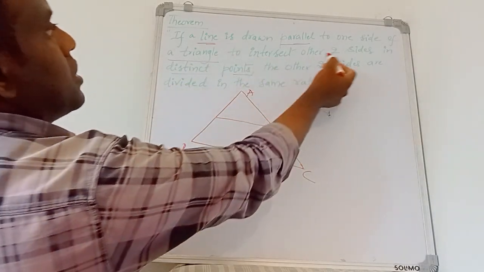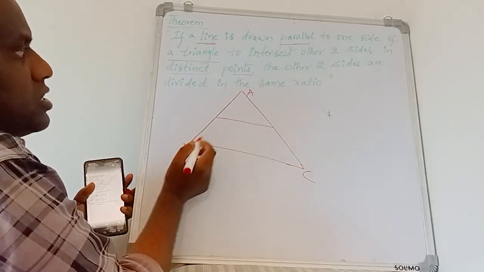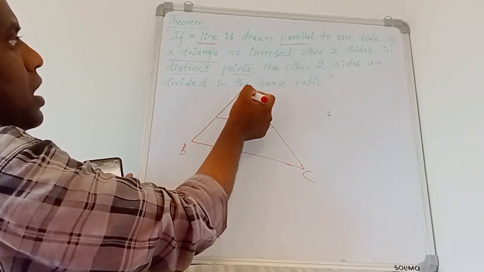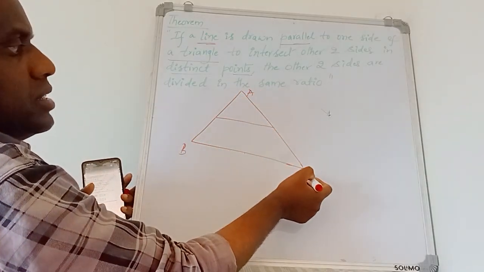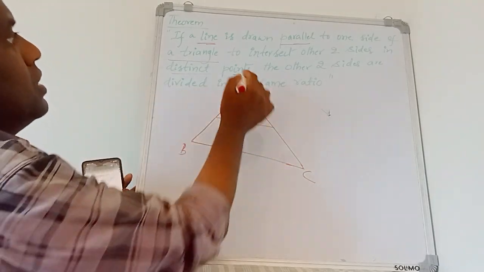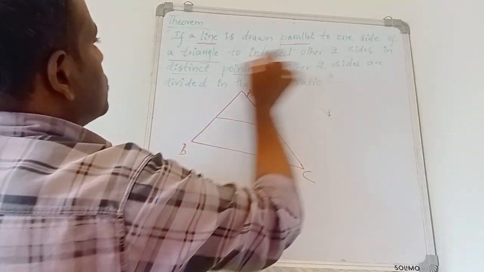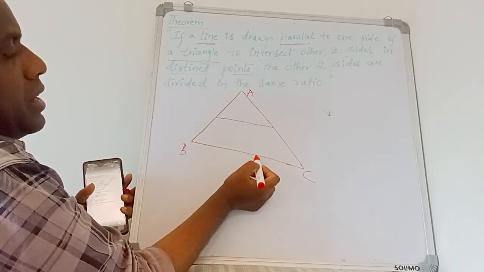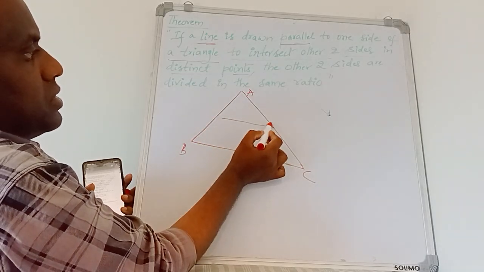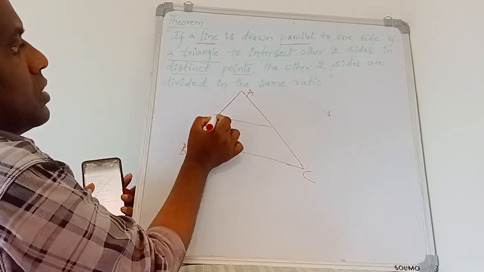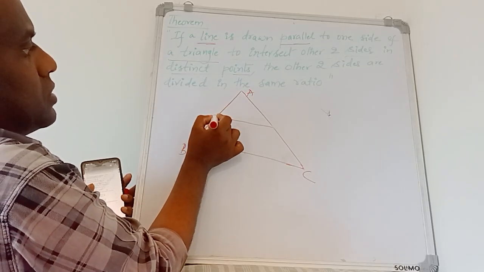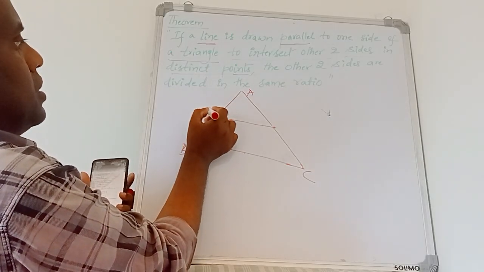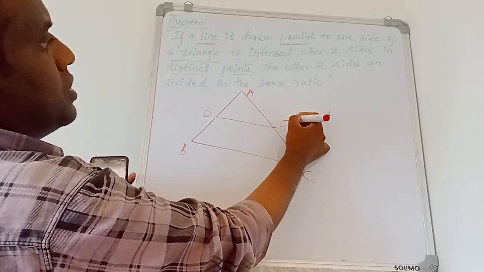They're continuing: to intersect the other two sides in distinct points. The other two sides of this triangle ABC are what? AB and AC. These are the other two sides. That means when you draw a line parallel to BC, this line will intersect this side and this side at these points. I will take this as D, and this point as E.